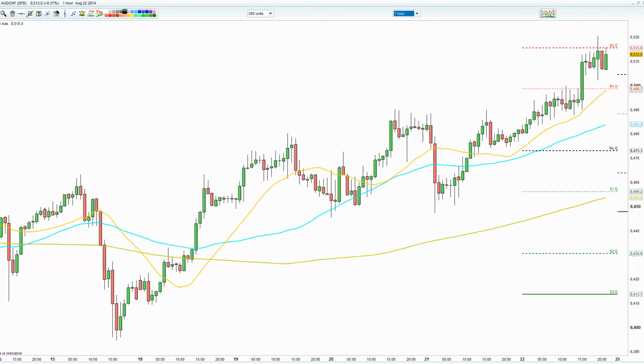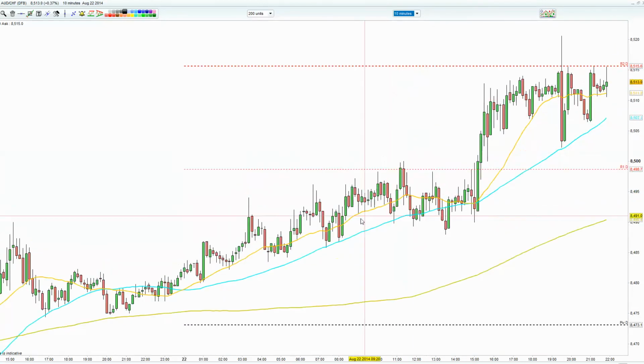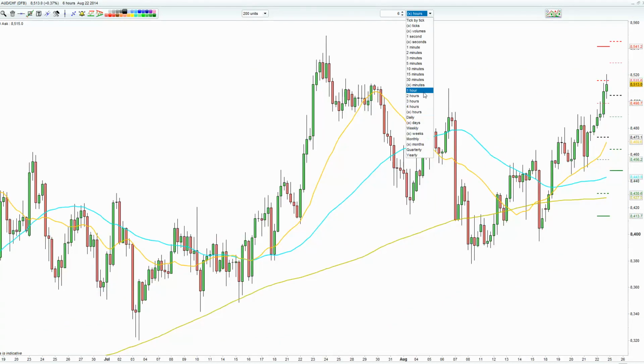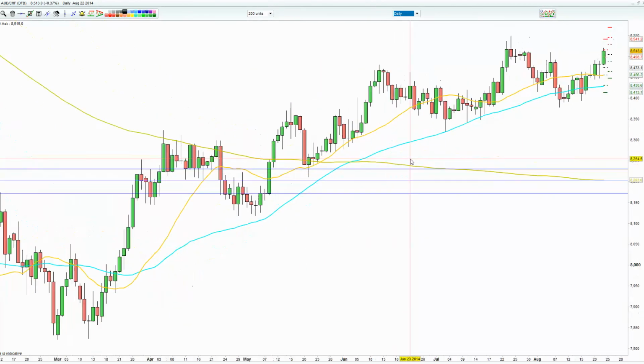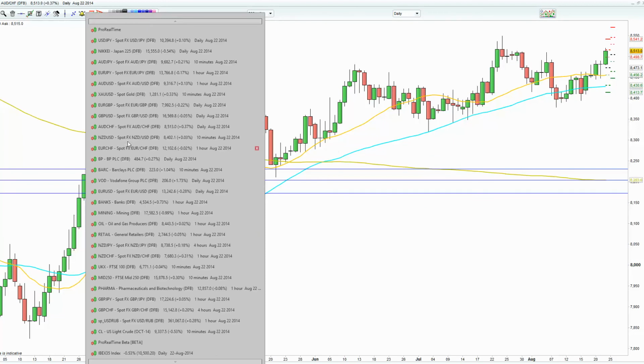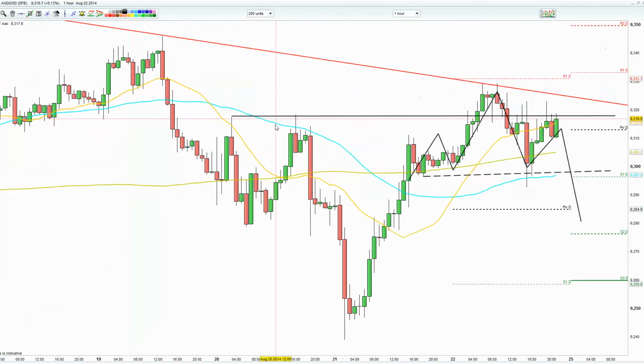So slippery character is Aussie at present, especially with regards to the fundamentals and obviously Miss Yellen. So certainly quite tricky. Certainly very, very tricky. Okay, so now that we've had a look at Aussie JPY, Aussie CHF, let's have a look at the Aussie USD itself and see exactly what we can see.